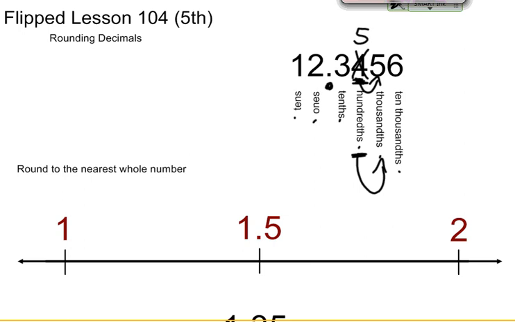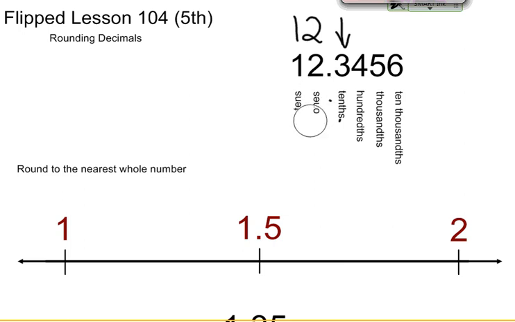For another example, if I were to round to the nearest whole number, the whole number being the ones place, I would look back past the decimal to the tenths and see a 3. The 3 tells me to round down, and so this number would simply stay 12. We're going to apply that concept as we work through rounding decimals. This is very similar to rounding mixed numbers.